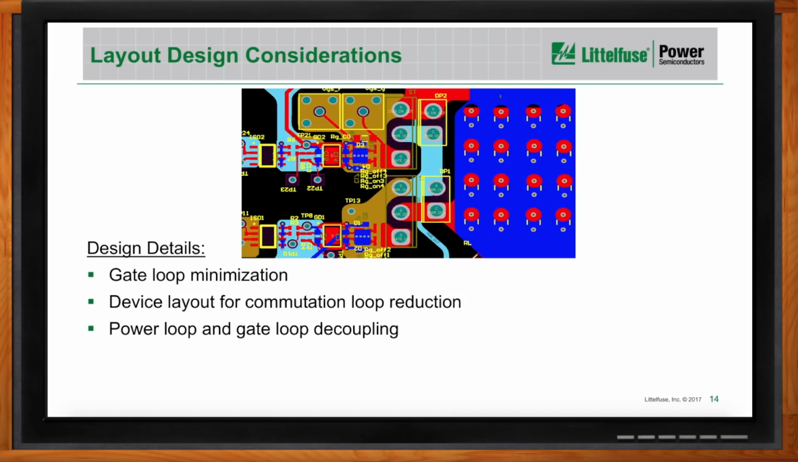In this design, some design guidelines we have here: we want to keep the gate loop as small as possible. Meanwhile, we suggest our customers lay out the devices to make sure the commutation loop is also as small as possible. We also prefer to have a decoupled power loop and gate loop so there will be minimum coupling between these two loops, so that during switching there will be minimum noise coupled from the power loop to the gate loop. These design guidelines are required for very reliable and accurate dynamic characterization.